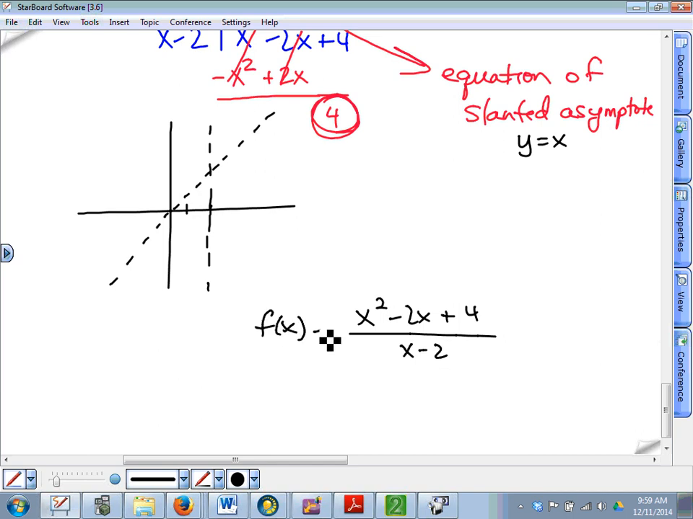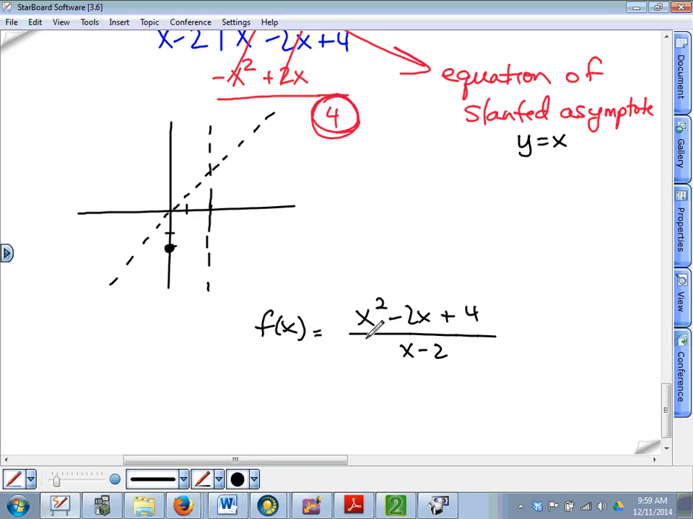Let's go back and do some of the things from last time. Let's find the y-intercept. You let all the x's equal 0, so all those x's are gone. It's 4 over negative 2, which is negative 2. So we know the graph is going to pass through that point.